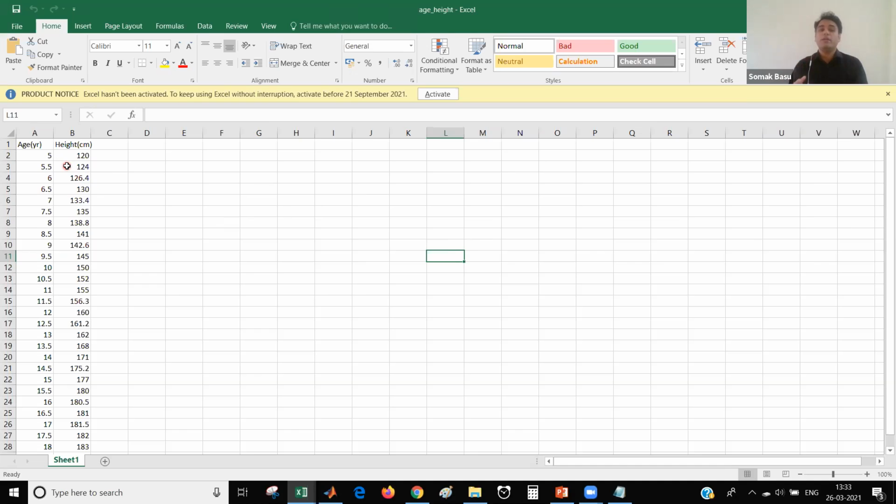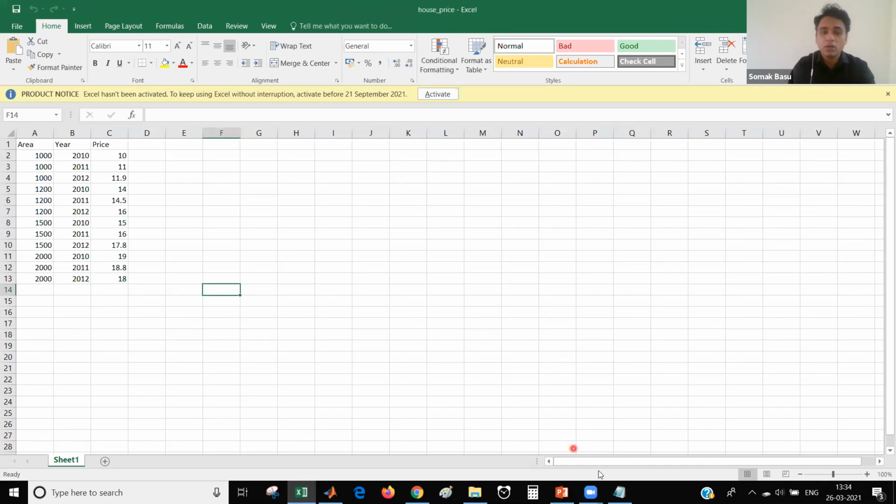Let me see if I can do it. So this is the data actually. 5 years, 5.5 years, 6 years, 6.5 years, 7 years, 7.5 years, 8 years. The height is 120 centimeters, 124 centimeters, 126.4 centimeters, 130 centimeters, something. I have arbitrarily created this data set for you, up to age 18, because after 18 years, the height generally stagnates. Some people may grow after 18, but most probably the height doesn't increase much. So this is how the height varies with age. I want to find a relation between these two variables. So let me go to the code now.